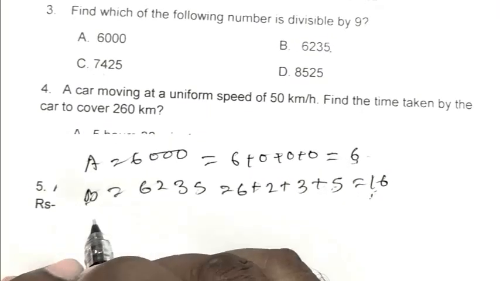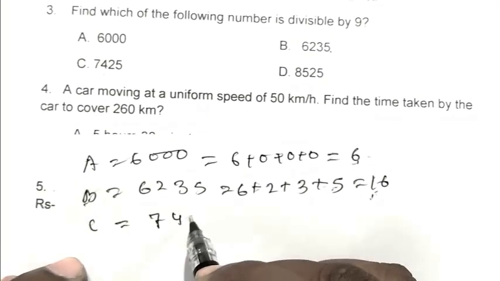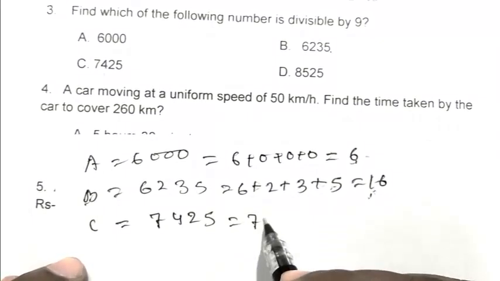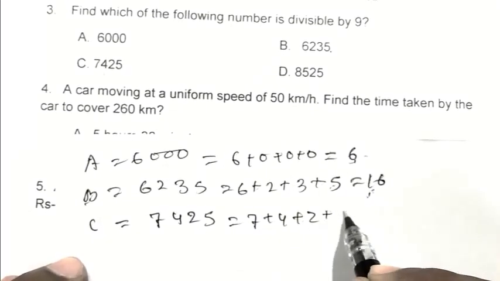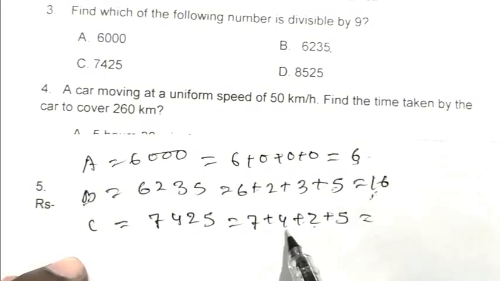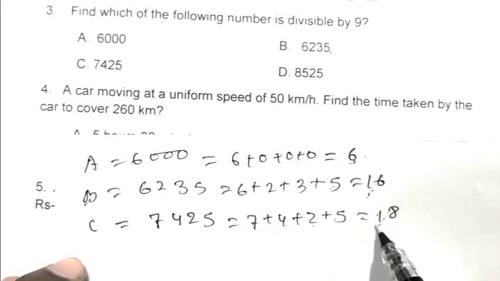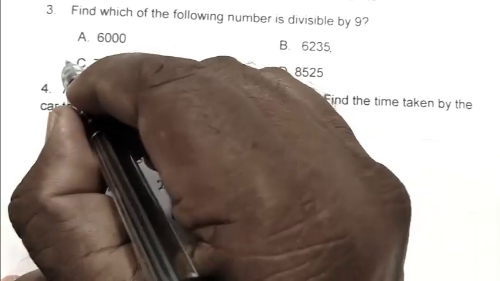Again option C, 7425, 7 plus 4 plus 2 plus 5, that is 18. It is divisible by 9. So C is the right answer.